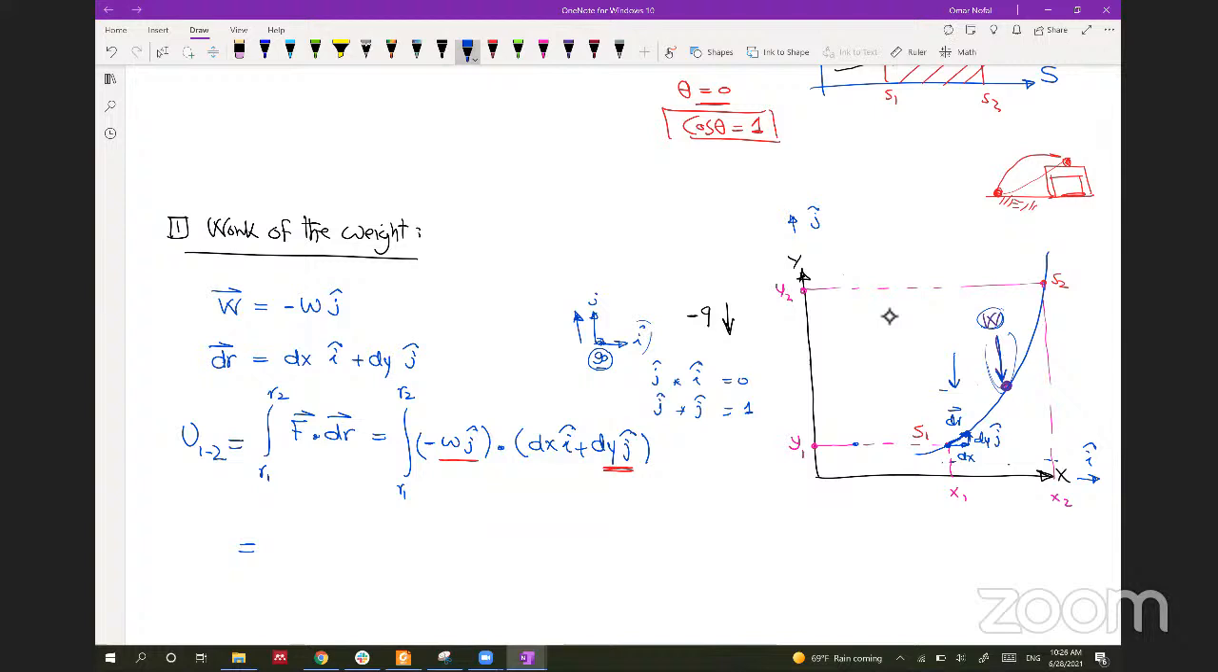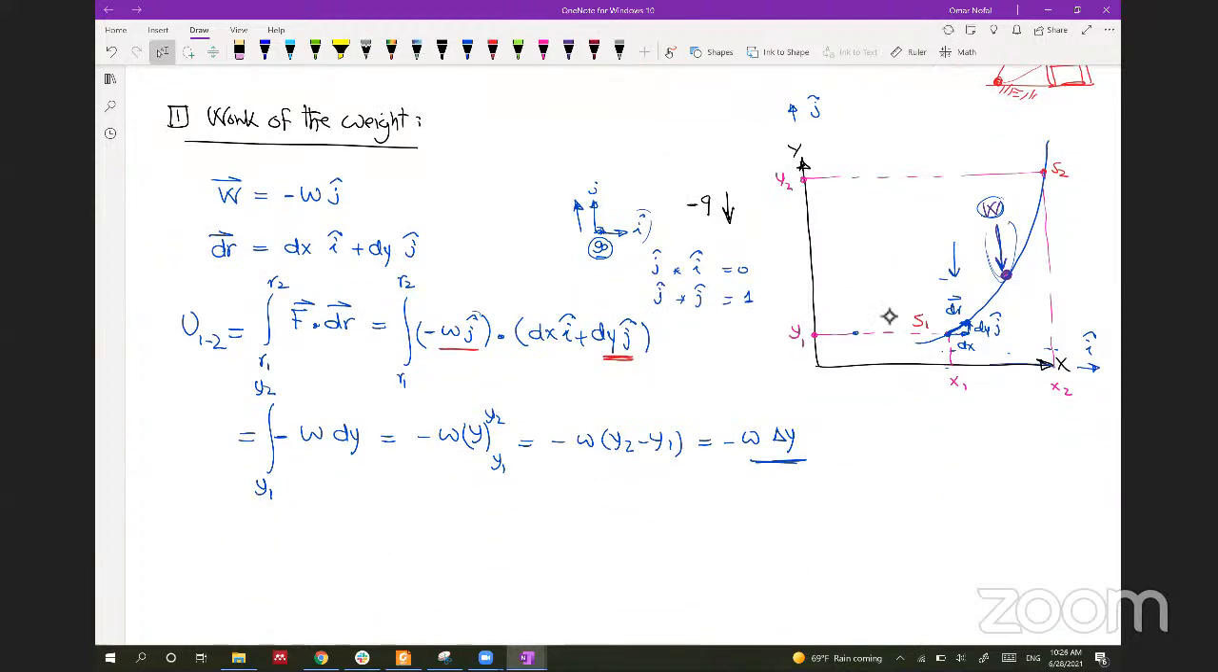The result of the dot product is a scalar quantity, not a vector quantity like the cross product. So this will be negative W multiplied by dy, integrated from y1 to y2. Here we changed the limits because any integration in the x direction will be 0, since i multiplied by j is 0. This gives us negative W multiplied by y, from y1 to y2, which is negative W multiplied by y2 minus y1, which is negative W multiplied by delta y. So this is how we prove the work done by weight.